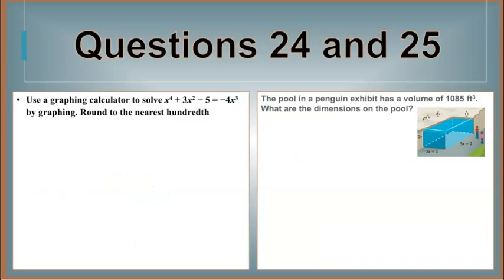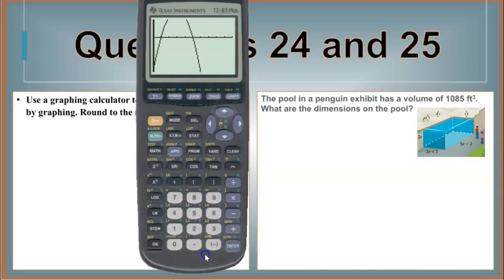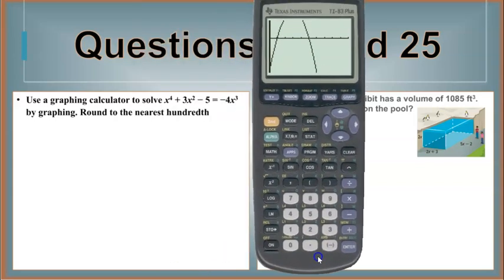Question 25. Use a graphing calculator to solve x to the fourth plus 3x squared minus 5 equals negative 4x cubed by graphing and round to the nearest hundredth. So we're going to use our graphing calculator. We're going to use the graphing feature on here.